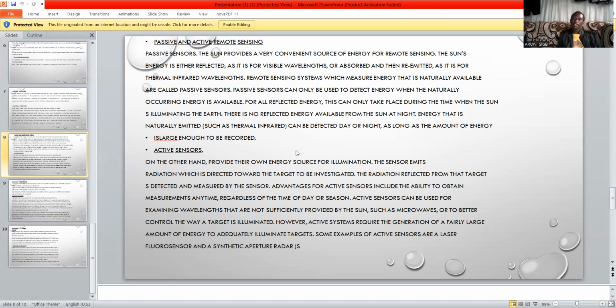However, active sensors require the generation of a fairly large amount of energy to adequately illuminate targets. Some examples of active sensors are laser fluorescence and synthetic aperture radar.